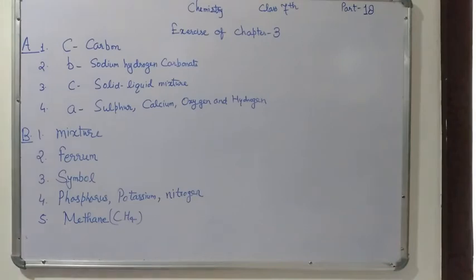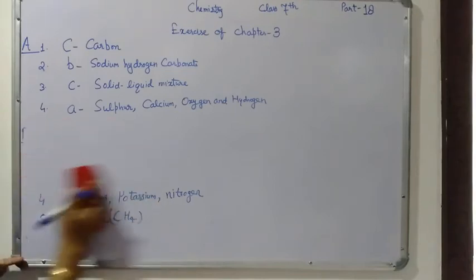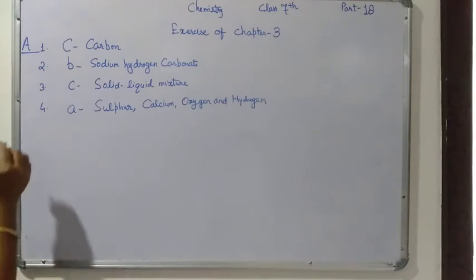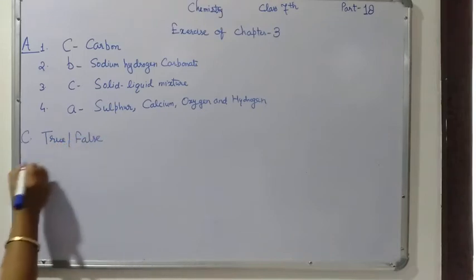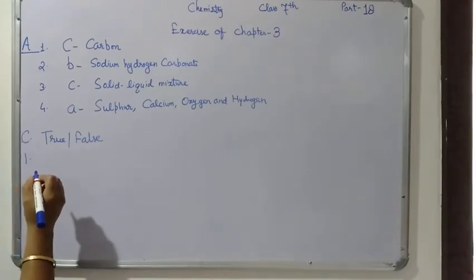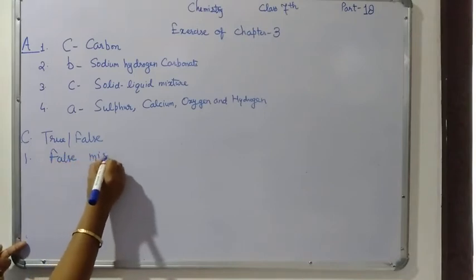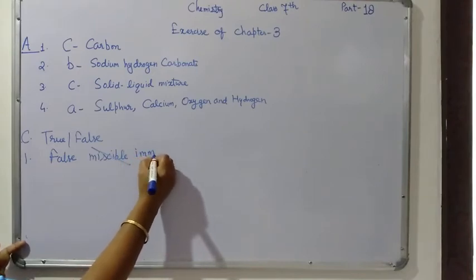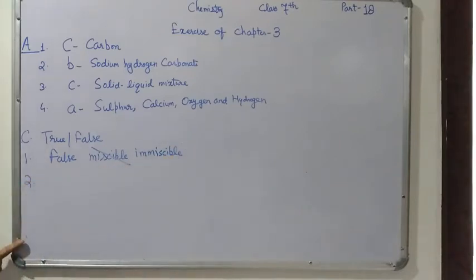Now next question is third one, state whether true or false. So first one, liquids which do not dissolve in each other are miscible liquids. It is false. In the place of miscible, you have to write immiscible.